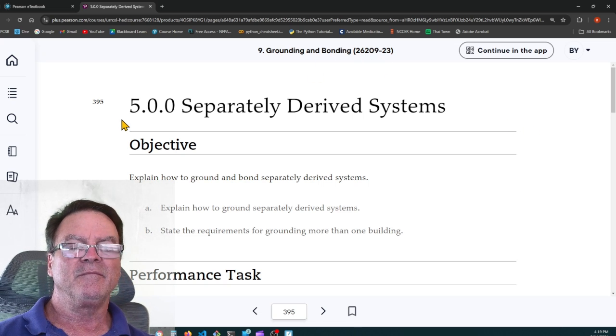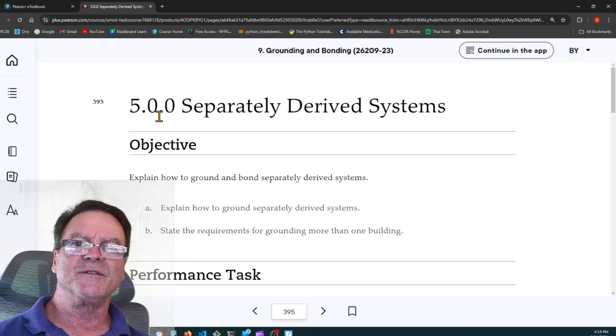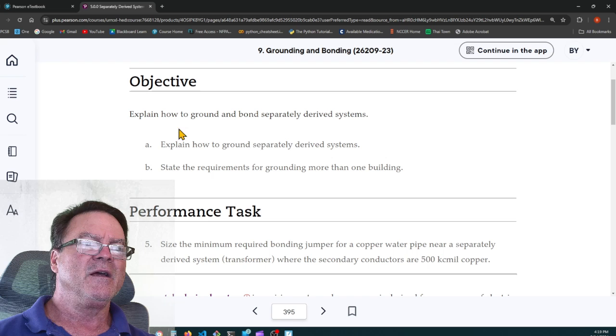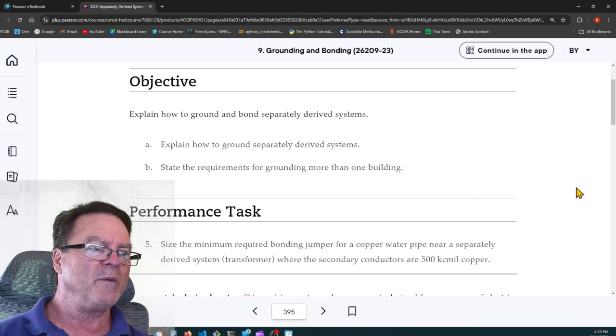26209, grounding and bonding, section 5.0.0, separately derived systems. Explain how to ground and bond separately derived systems, explain how to ground separately derived systems, and state the requirements for grounding more than one building.